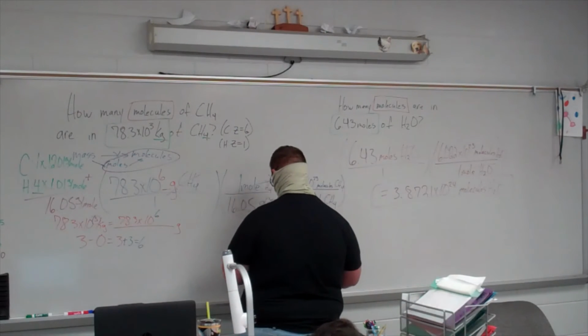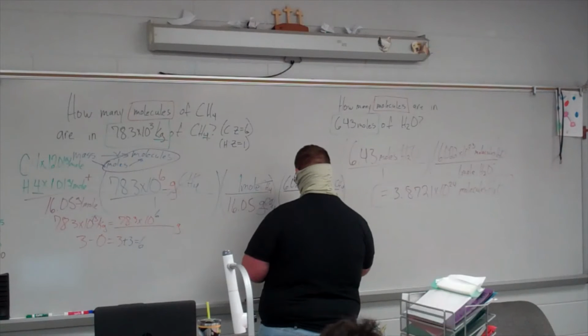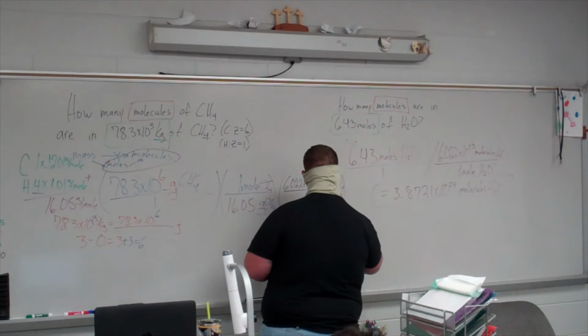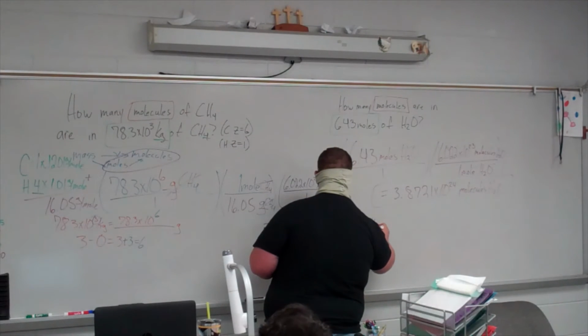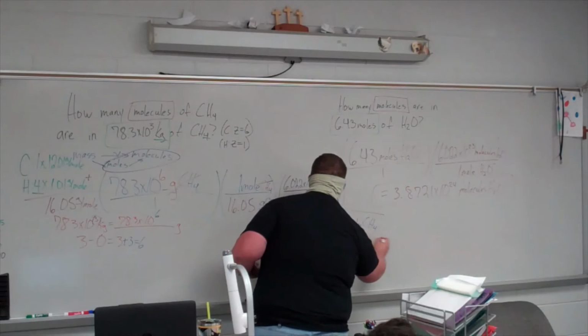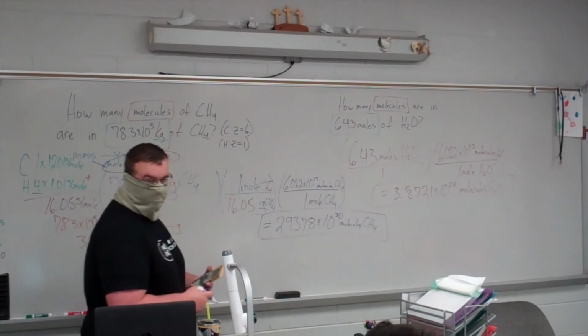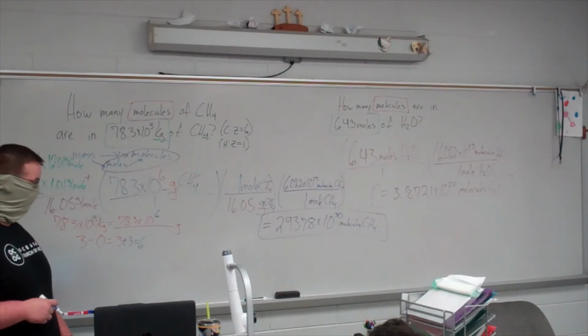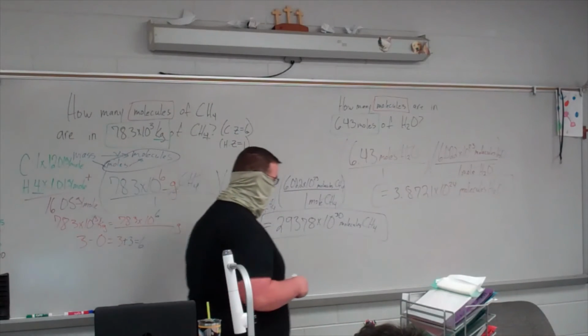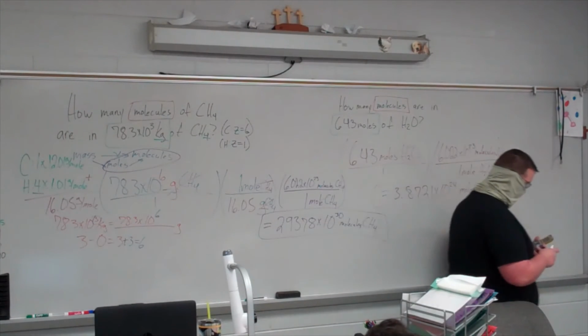I don't think that's right. 4878. I messed it up. I didn't do it all at once. And then we times that by the, I did it bad, didn't I? So that's the answer you should get: 2.9378 times 10 to the 30th molecules of methane.